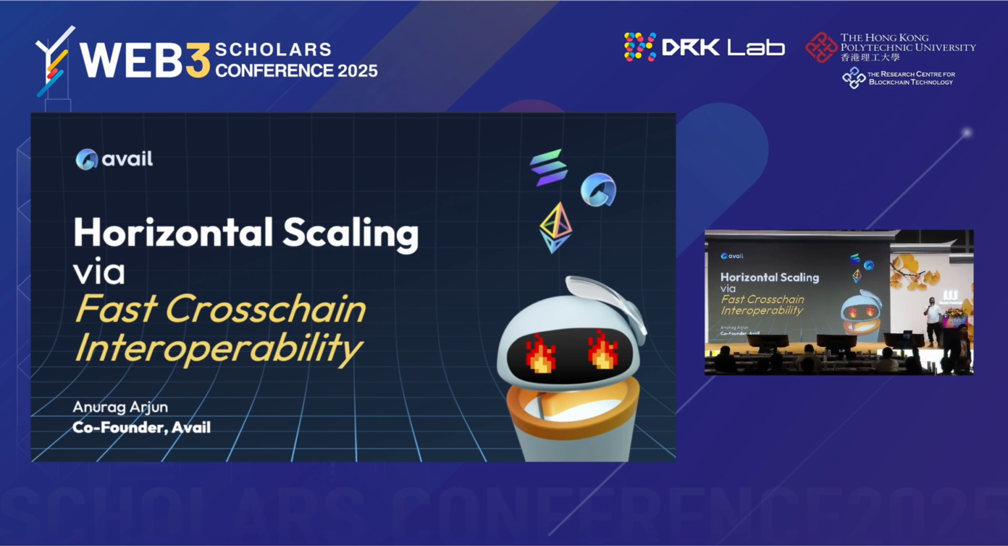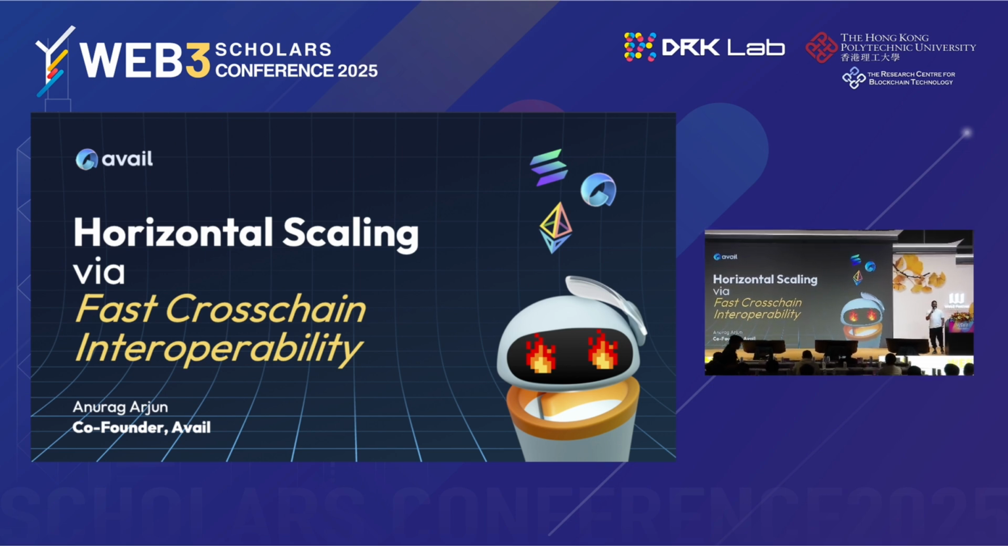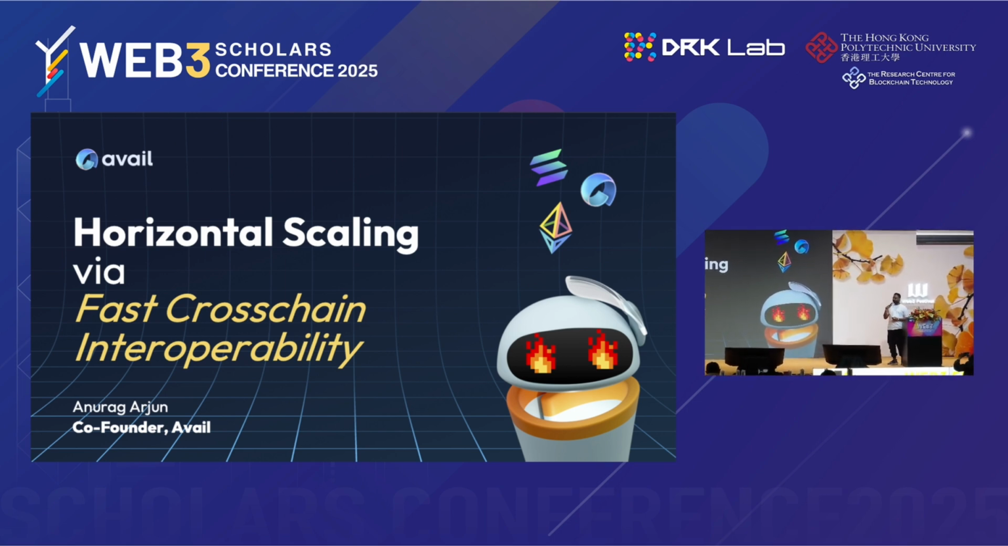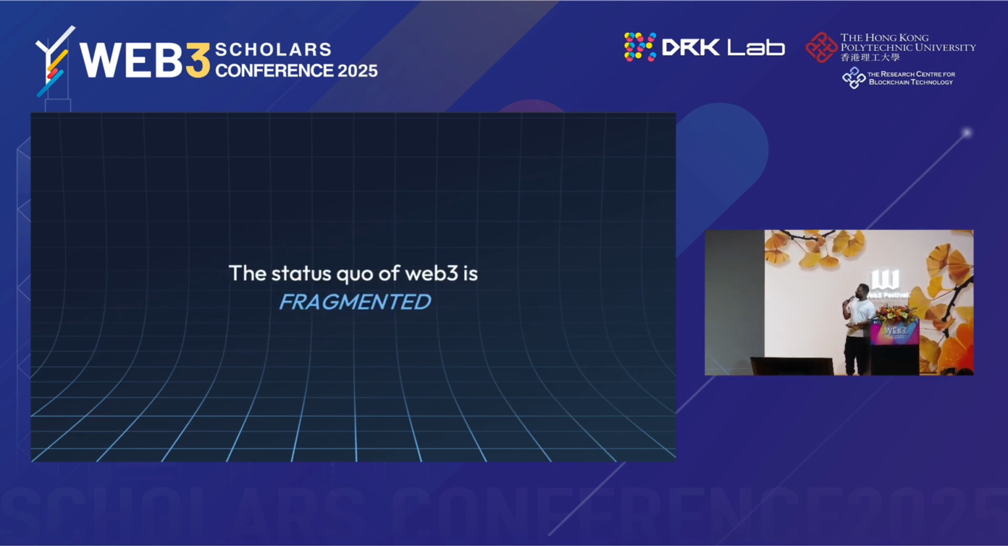What is Avail? Avail builds rollup-centric infra. We started off with building this state-of-the-art data availability layer. We are adding a light execution runtime on top of Avail to enable things like rollup interoperability and so on. And so today I'm going to discuss a little bit about this concept in which blockchain architecture has been progressing.